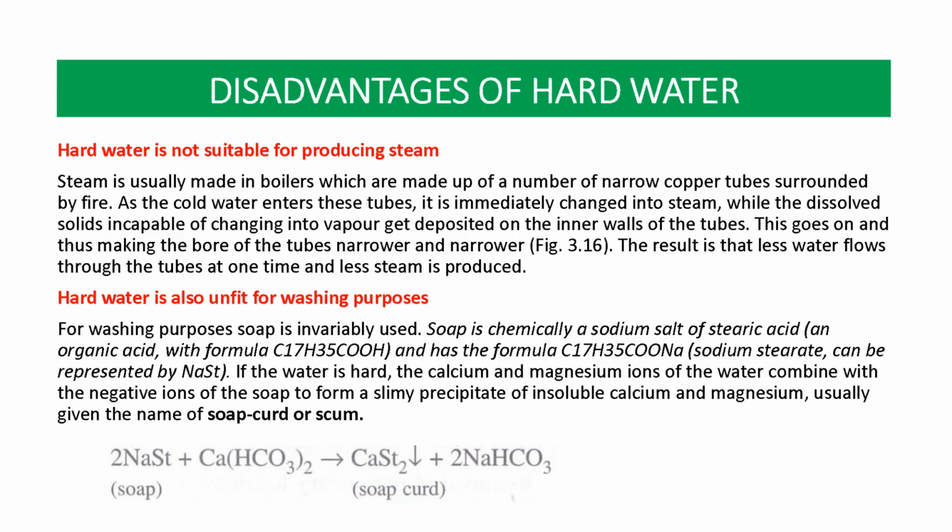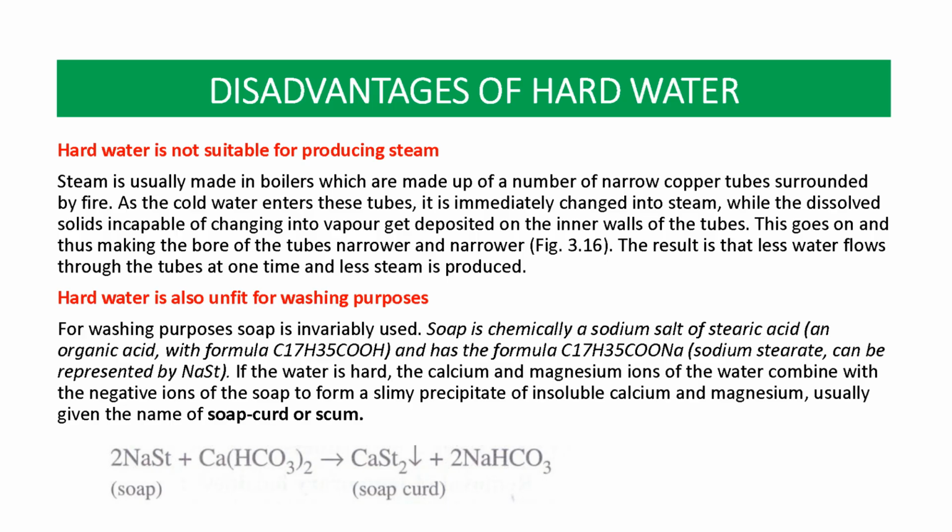Then the next topic is disadvantages of hard water. We know that everything has pros and cons. So we studied the advantages of hard water. Now we are going to study the disadvantages of hard water. First, hard water is not suitable for producing steam. Steam is usually made in boilers, which are made up of a number of narrow copper tubes surrounded by fire.